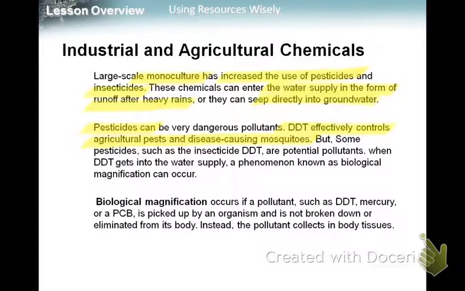But they're pollutants. When DDT gets into the water supply, biological magnification can occur. So what happens is you have this chemical, DDT, mercury, or a PCB. It's picked up by an organism, not broken down or eliminated. It collects in body tissues.